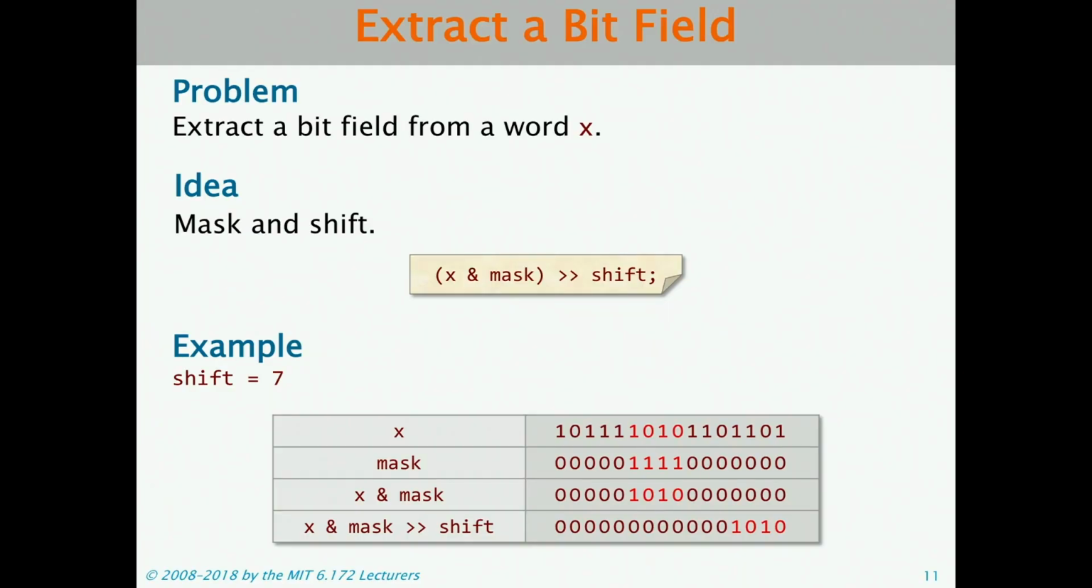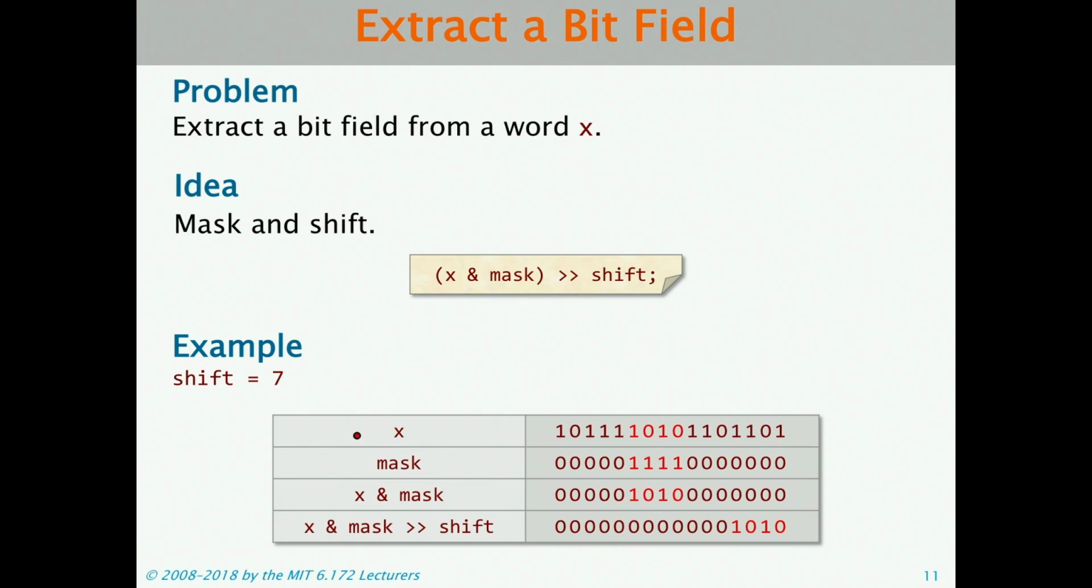Okay, so let's look at another bit trick. So here we're trying to extract a bit field from a word x. And this is important if you're working with encoded data. And the idea here is to do a mask and a shift. So we're going to generate a mask with 1s in exactly the positions that we want to extract out of this word, and then 0s everywhere else.